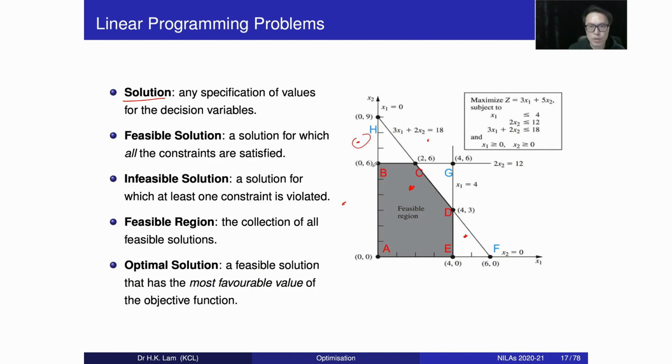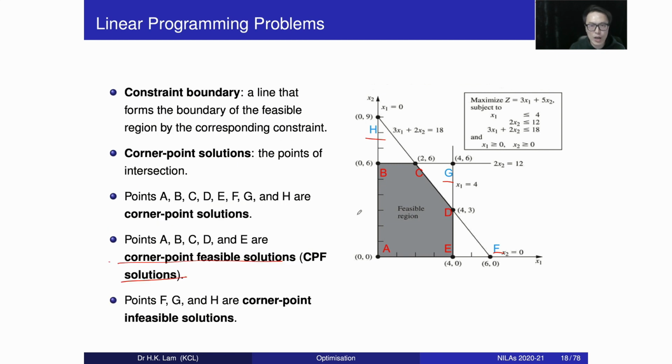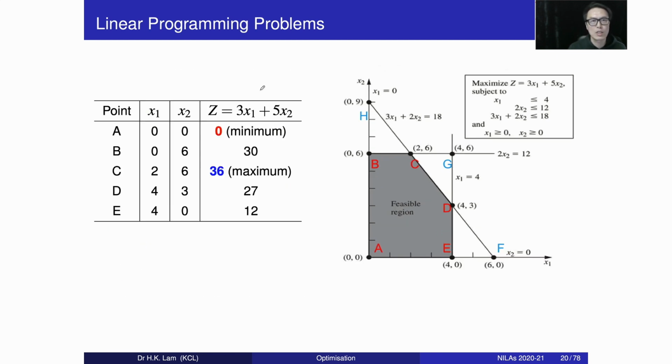The first step, that is, I'm going to find out all the corner points, A, B, C, D, E, F, G, H. Some of them are feasible solutions, the corner point feasible solutions. Some of them are corner point infeasible solutions. And then the final step now I'm going to do is to do the evaluation and pick the optimal solution.